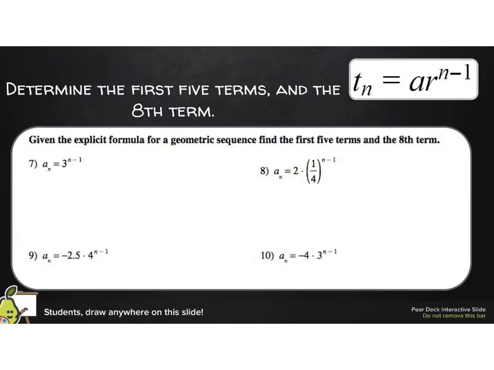On this page, you're being asked to find the first 5 terms and the 8th term. So for number 10, for instance, t1 is equal to -4, 3 to the n minus 1, so 1 minus 1. So this answer is -4. t2 is equal to -4, 3 to the 2 minus 1, which equals -12. t3 equals -4, 3 to the 3 minus 1. 3 minus 1 is 2, so 3 squared is 9. -4 times 9 is -36. And then you'll continue and find your t4, t5, and the 8th term as well.